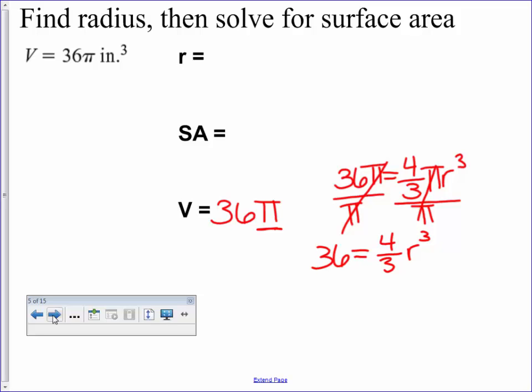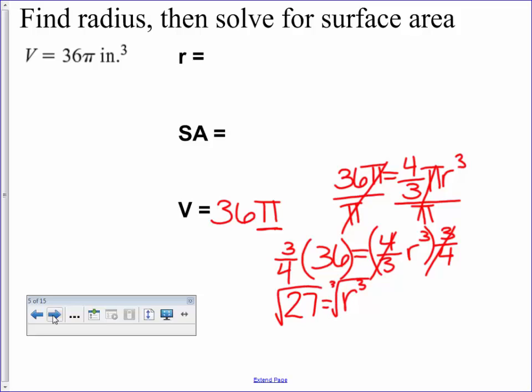So we got to get r by itself. To get rid of the 4/3, we can multiply by the reciprocal on both sides, 3/4. So take 36 and multiply it by 3/4, and you should get 27 in your calculator. And that cancels out on this side, and now we have r cubed. To get rid of the cube, we do something called the cube root. It's on your calculator. If you hit the math button and then number 4 will bring up the cube root. So to take the cube root of 27, you should get r to equal 3. So that is the radius as 3.